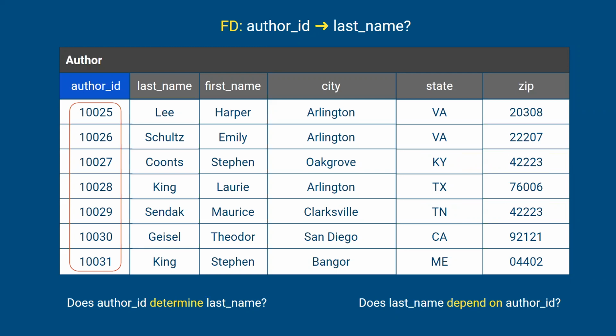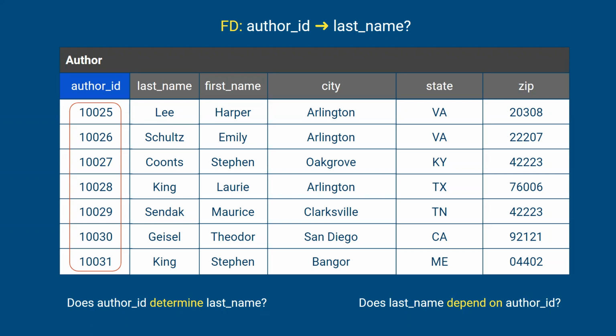The author ID is the primary key, which means I cannot have any duplicate values here. So for a given author ID, there's only one place to put a last name. The primary key always determines every other attribute on the table. It has to by definition, because you can't have two values in the primary key that are the same. And so every other column only has one place.